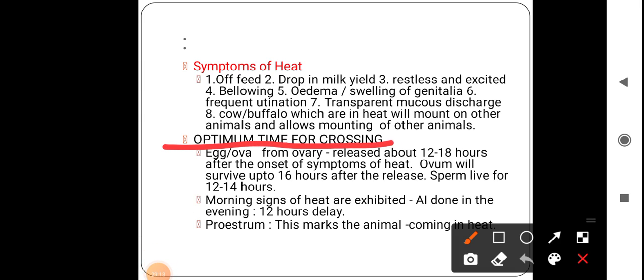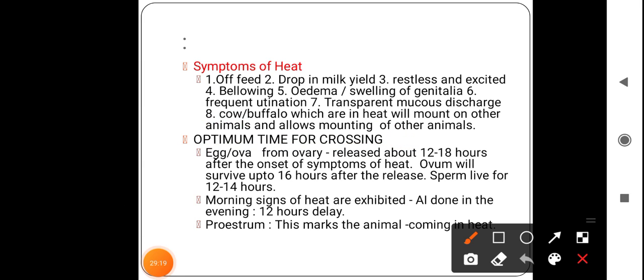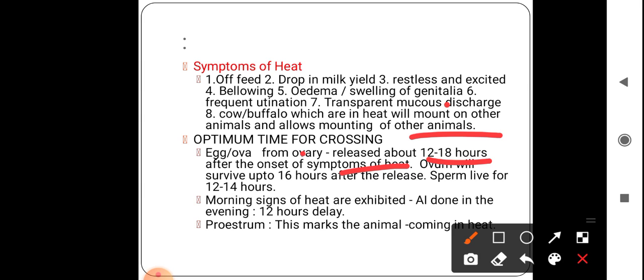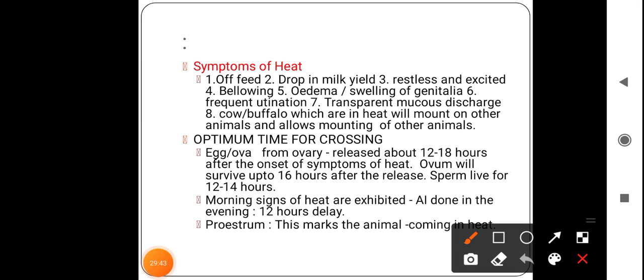What is the optimum time for crossing? Once the animal has come to heat, the egg or ovum is released from the ovary about 12 to 18 hours after the onset of symptoms of heat. The life of the ovum is 16 hours after the release, and sperm live for 12 to 14 hours.